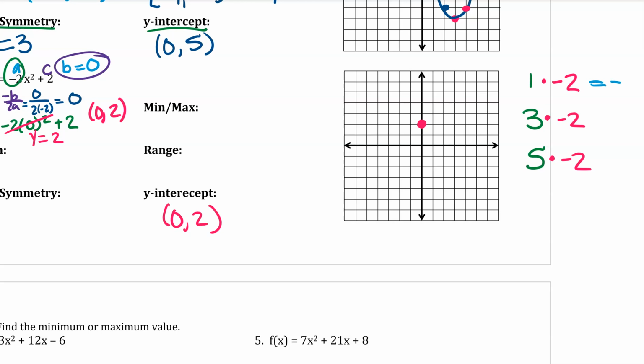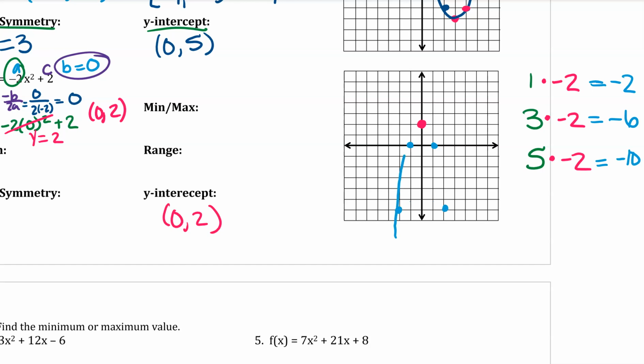So 1 times -2 is -2. 3 times -2 is -6, and 5 times -2 is -10. You might not make it to all of those, but that's okay. So down 2 over 1, down 2 over 1, we can definitely go to 6. 1, 2, 3, 4, 5, 6 over 1.